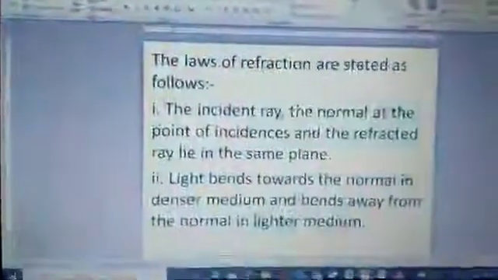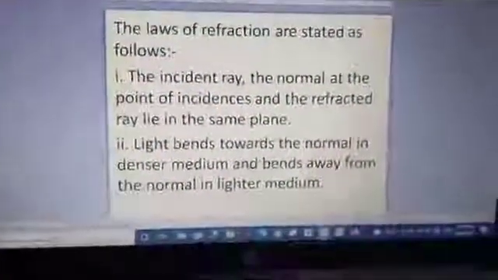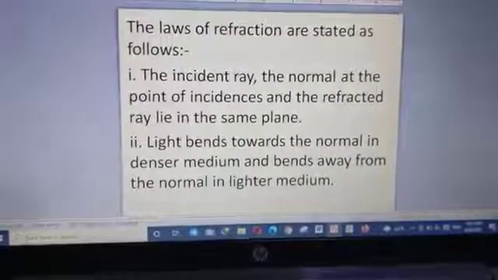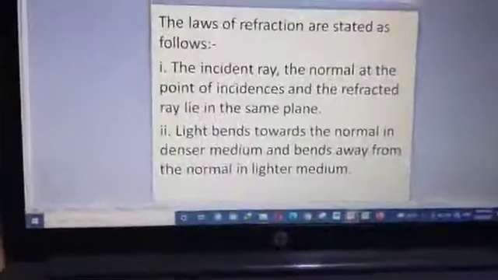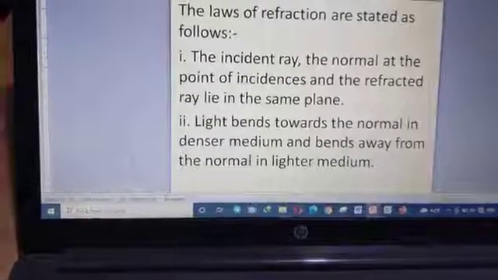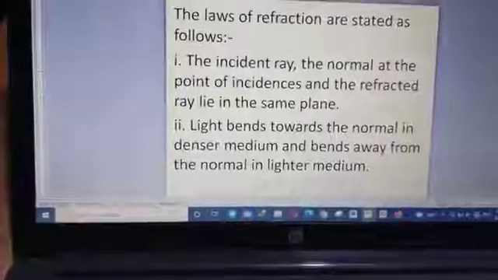The laws of refraction are stated as follows. Number 1: the incident ray, the normal at the point of incidence, and the refracted ray lie in the same plane. Number 2: light bends towards the normal in a denser medium and bends away from the normal in a lighter medium. The laws of refraction.